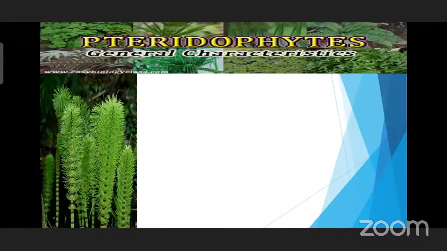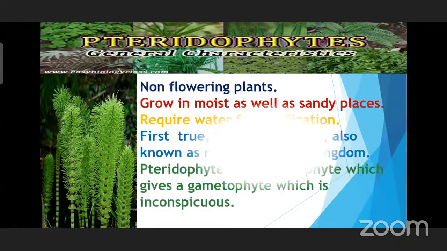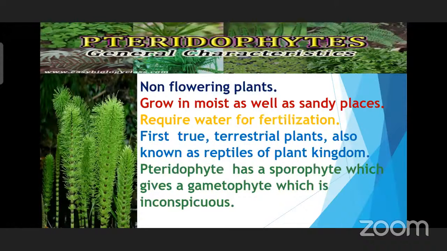In pteridophytes, let us go with the general characters. These are non-flowering plants. Non-flowering means they are cryptogams. The bryophytes and the pteridophytes, they will not produce the flowers, so they are non-flowering plants. Only they will be reproducing by spore formation. Spores are going to form. So you must remember they are going to produce the spores. Spores will be giving sporophyte. Okay.